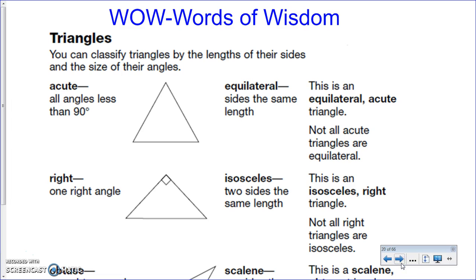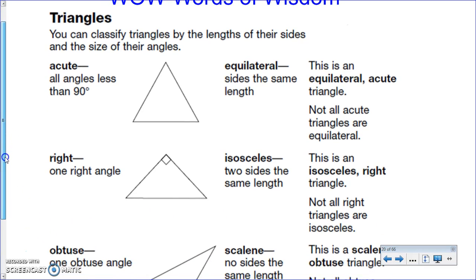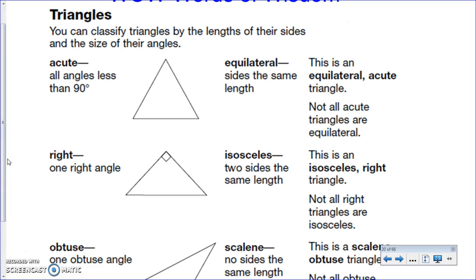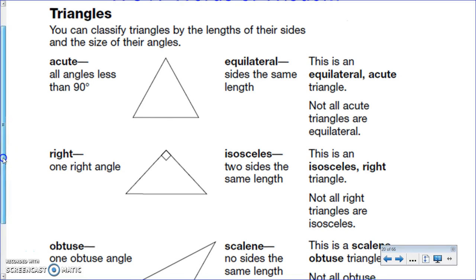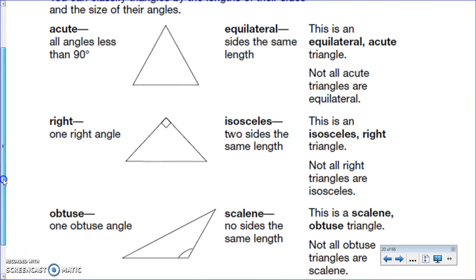Triangles. You can classify triangles by the length of their sides and the size of their angles. On the left-hand side, we have it by angles. We have acute triangles, or all angles less than 90 degrees. A right triangle has one right angle, and an obtuse triangle has one obtuse angle.